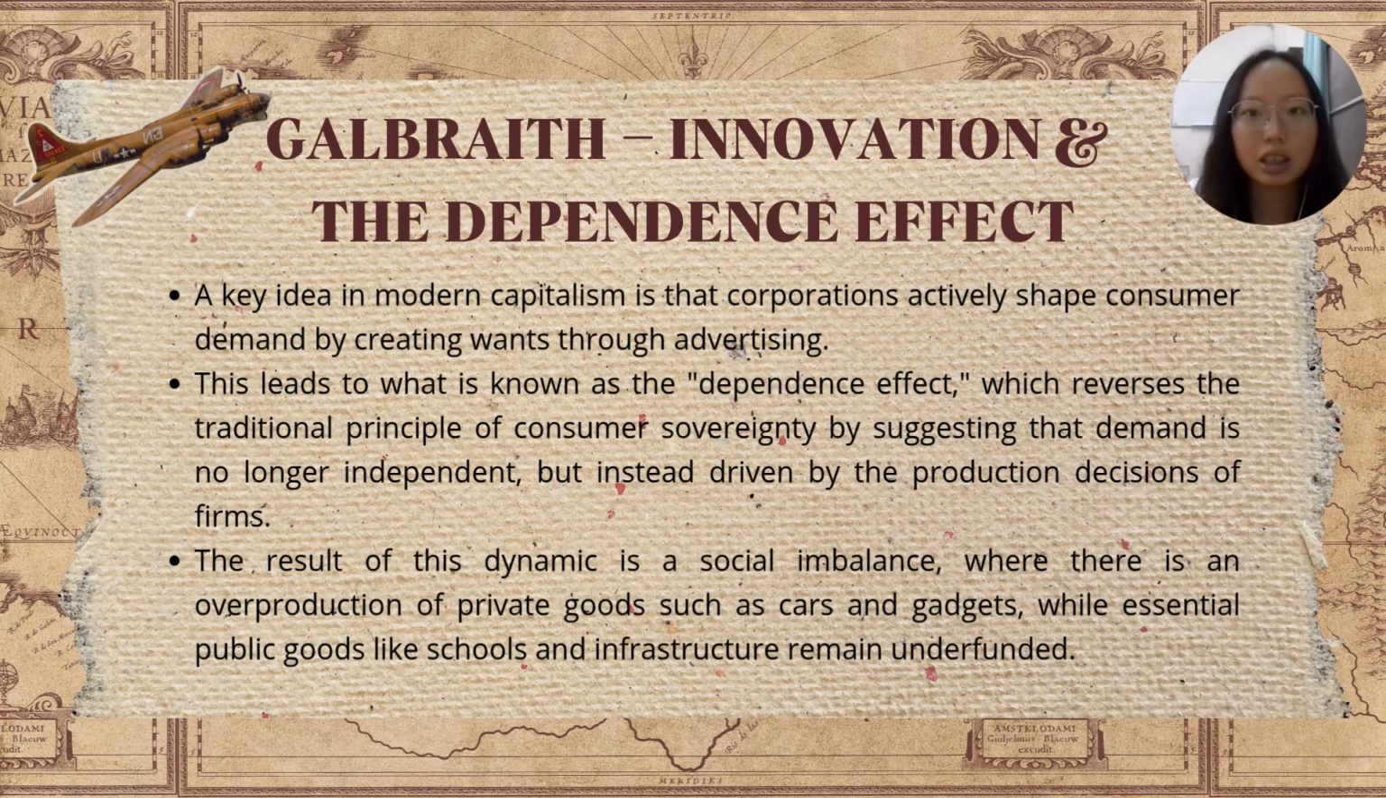Traditionally, economists have assumed that producers respond to the needs and wants of consumers. However, Galbraith contended that production now shapes demand; consumers are conditioned to want what comes from producers, not the other way around. As a consequence, what appears to be consumer choice is often the result of corporate influence. This leads to what Galbraith called a social imbalance.